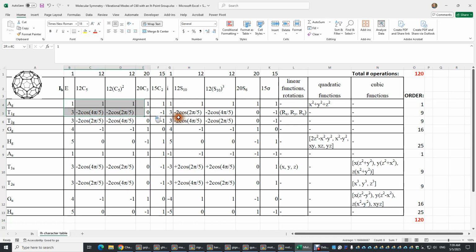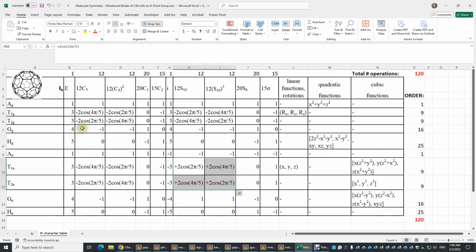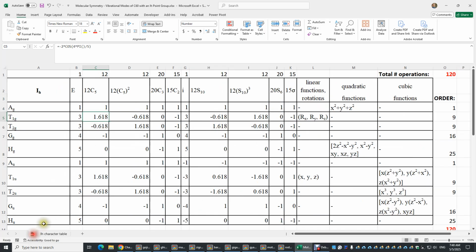If you look at some of the characters, you can see some cosine functions over here and here, and you see some of them are cosine either 4 pi over 5 or 2 pi over 5, etc. We need to convert them to numbers in another Excel spreadsheet to determine the vibrational modes. So over here, for example, this corresponds to -2 times cosine 4 pi over 5. And this is -2 times cosine 2 pi over 5. So we have all those characters.